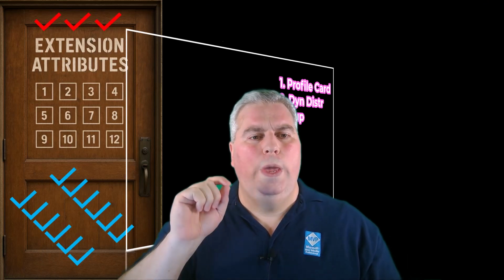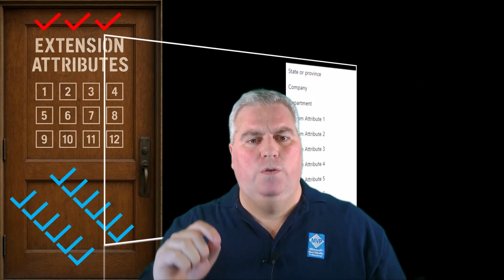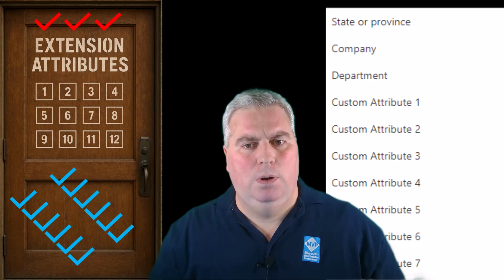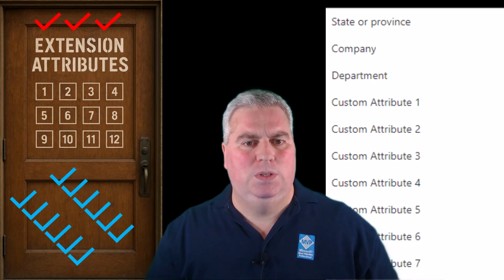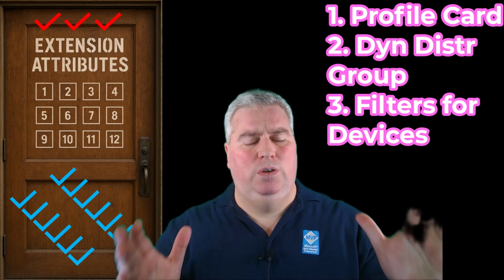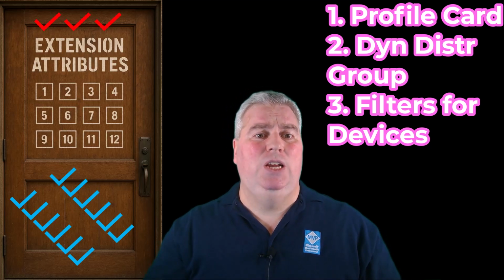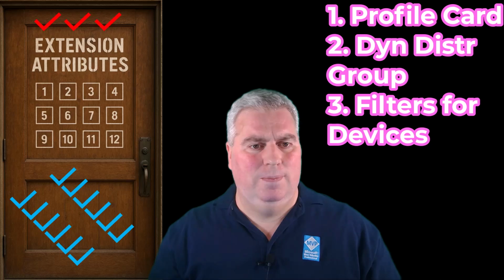Second, we can use custom data in membership rules for Exchange Online dynamic groups, but only with extension attributes. None of the other 4 work there. The third use case, that is the exclusive domain of extension attributes, is using conditional access filters for devices.